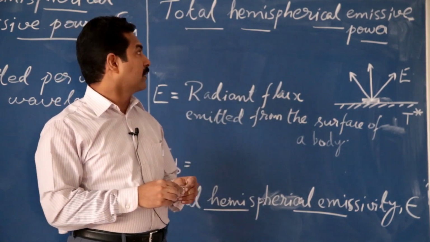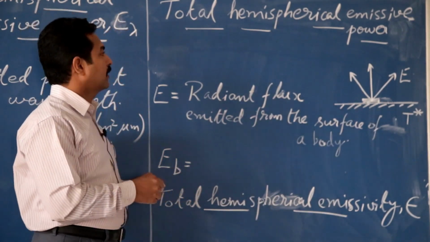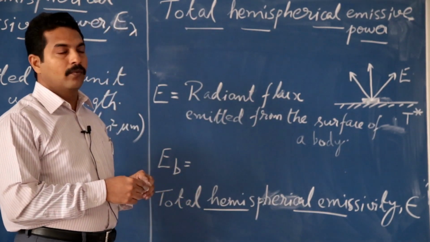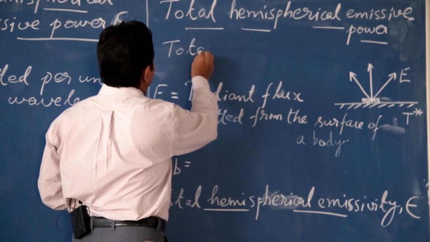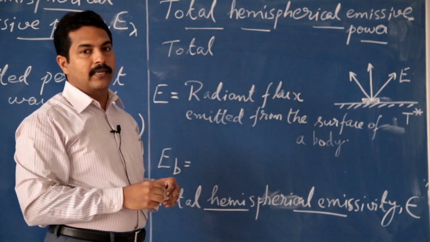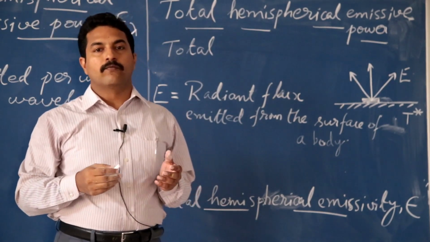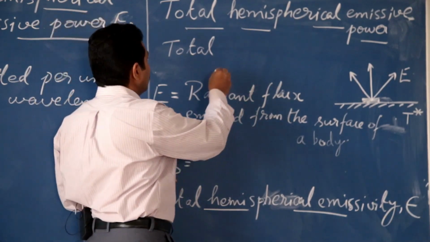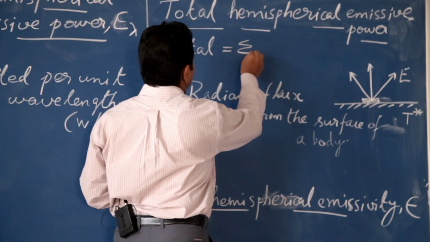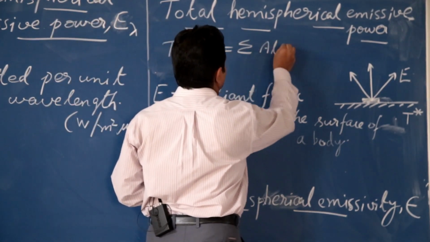Now another term, that is total hemispherical emissive power. What is the meaning of total? I already told you that thermal radiation depends on wavelength as well as direction. So this total means, maybe we can write it as the summation over all wavelengths.